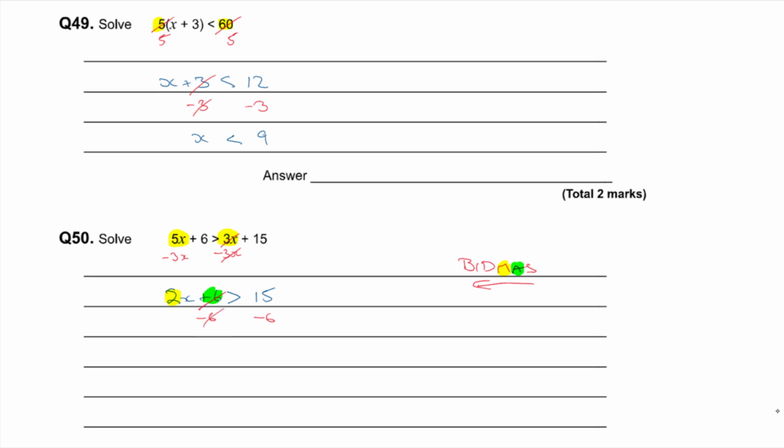They'll cancel. It's going to leave me with 2x is greater than 15 take away 6, which is 9. Then dividing both sides by 2. Divide by 2, divide by 2. Leaves me with x is greater than 9 divided by 2. I could just leave it as 9 divided by 2, or if you really want to write it as a decimal, it's 4.5. Either of those answers would have been acceptable.